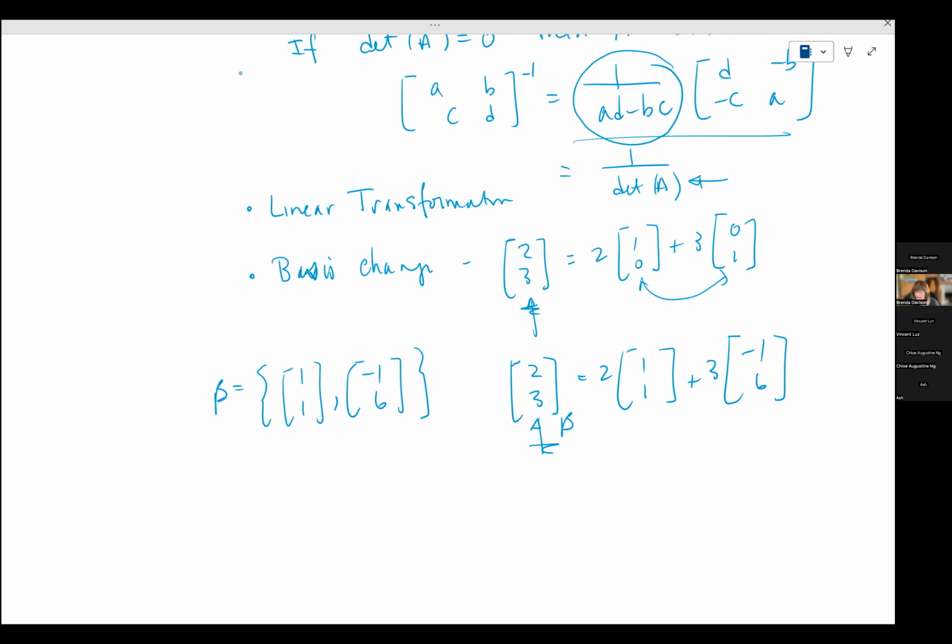Okay. If we have a vector represented in this basis, we want to be able to change and represent it in a different basis. So that was an important topic.